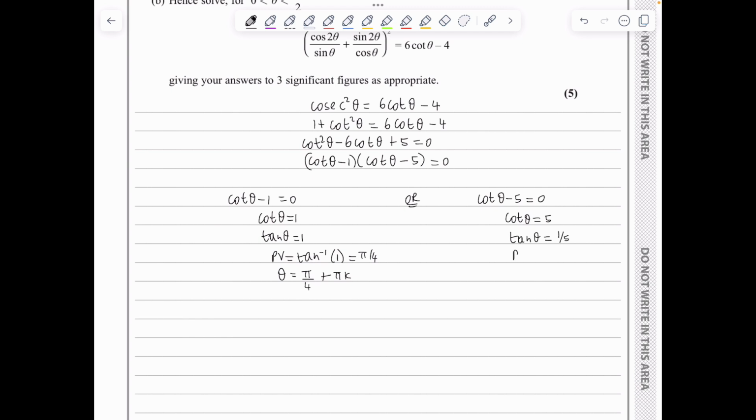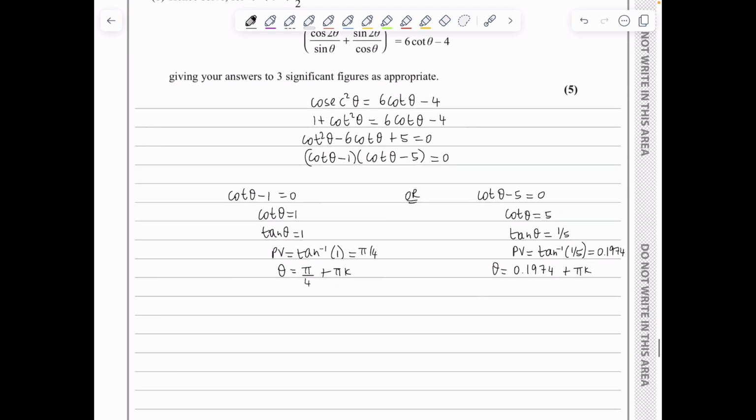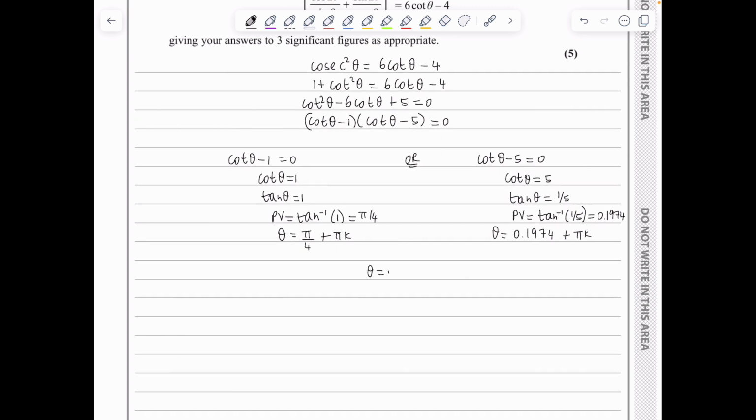I will find the PV by doing shift tan of a fifth. This is giving an answer of 0.1974, and therefore theta in this case is the PV of 0.1974 plus pi k. Remember that the k could be any integer, positive, 0, or negative. If I put k to be 0, I get an answer of 0.197 and pi over 4, and these are the only two solutions within the range of 0 to pi over 2.